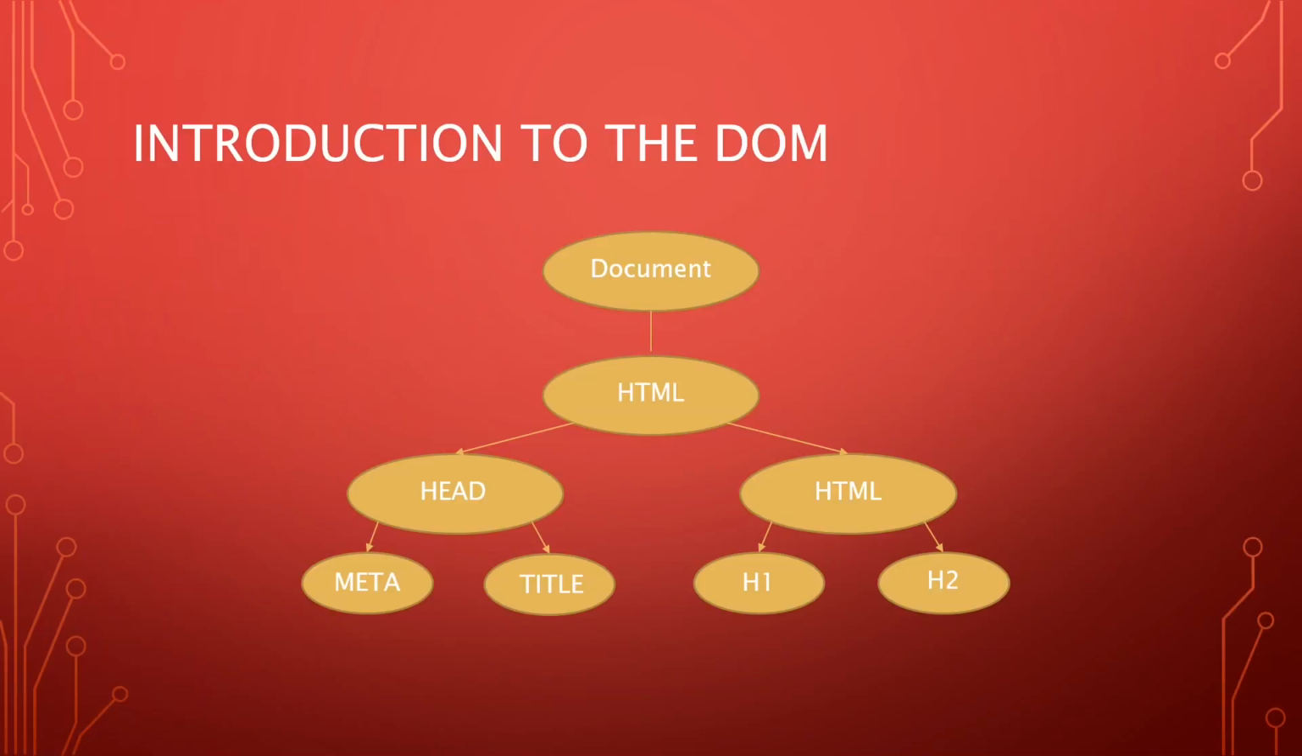The DOM is a programming interface for web documents. It represents the page so that programs can change the document structure, style, and content. The DOM represents the document as nodes and objects. This way, programming languages can interact with the page.